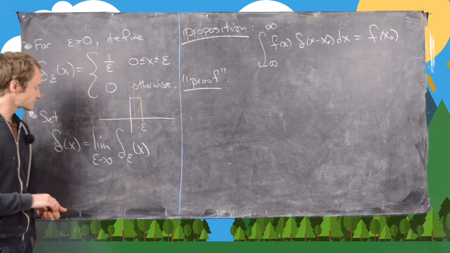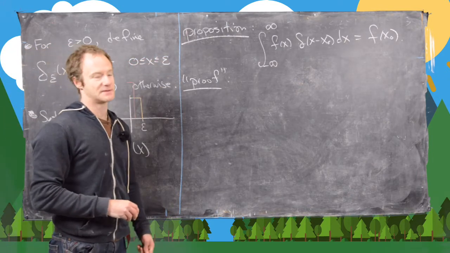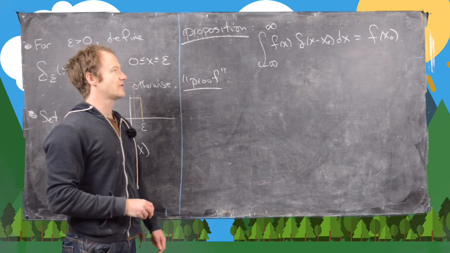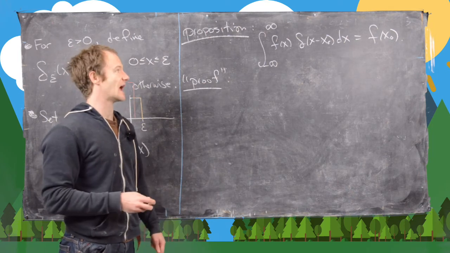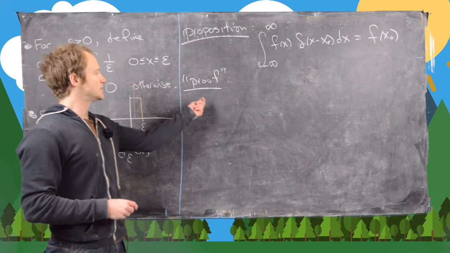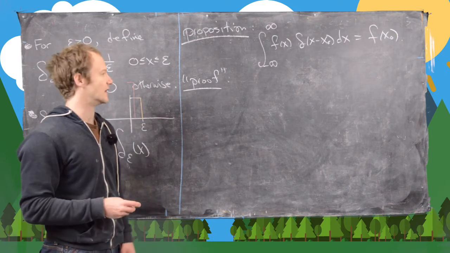Okay, great. So now the first thing that we want to do is look at the following proposition. If we take the integral from minus infinity to infinity of f of x times delta shifted to x naught, we just get the value of f at x naught. So we'll do a little computational proof of this. This is not super careful, but it's kind of good enough.